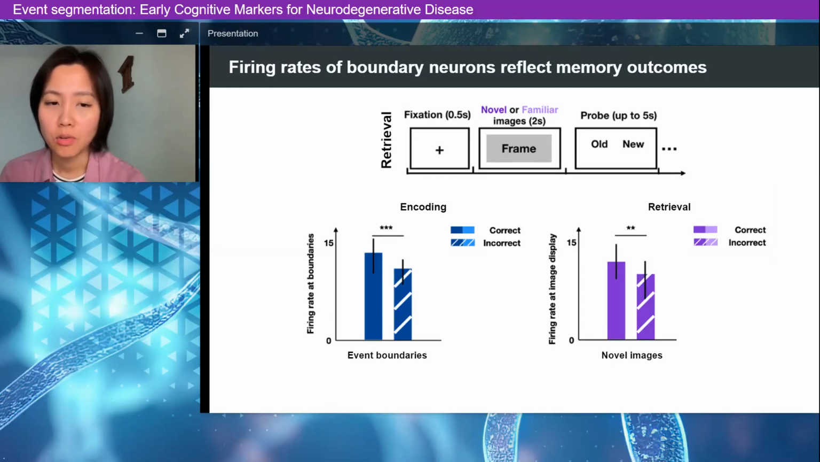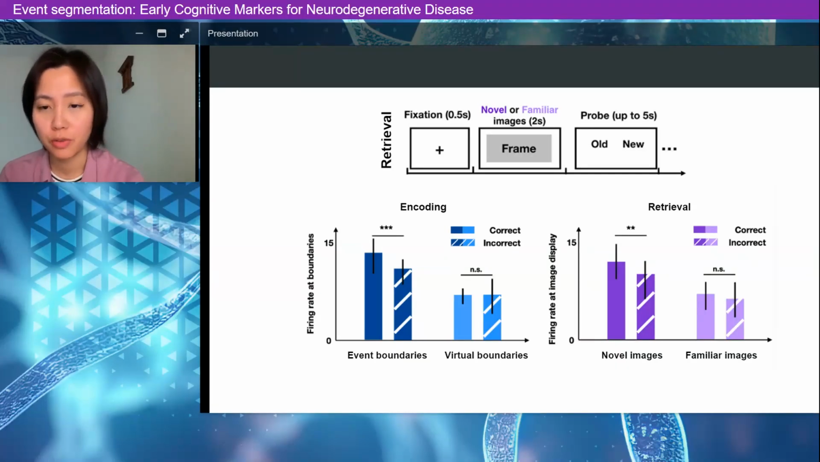What we see here is those overlap neurons tend to fire a little bit more when the subject correctly recognizes the images during the memory retrieval, both at the boundaries and also at the image display, compared to the trials when the subject forgets or doesn't recognize the image. And such memory effects, or differences in terms of firing rates of those overlap neurons, at boundaries and at image display, don't generalize to the virtual boundaries or the familiar images.